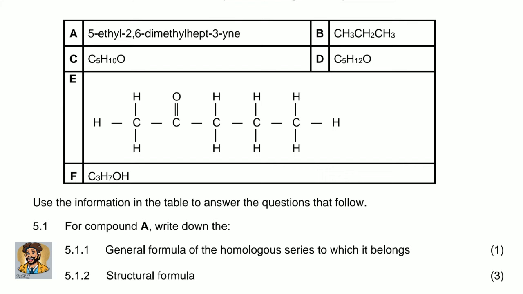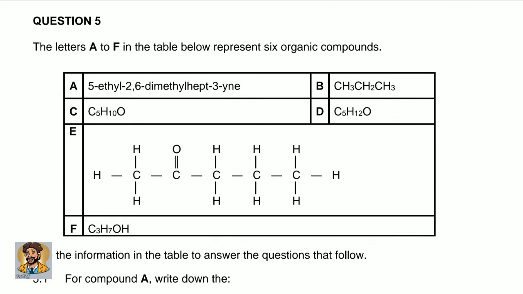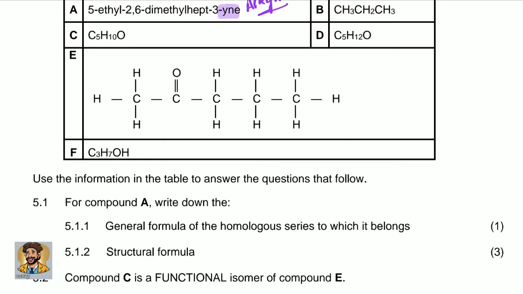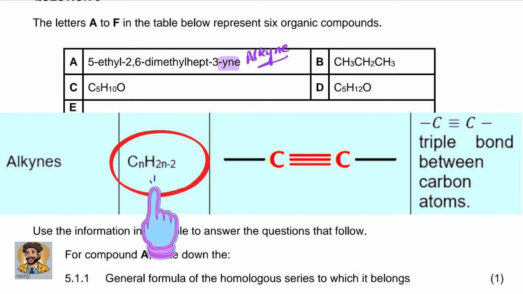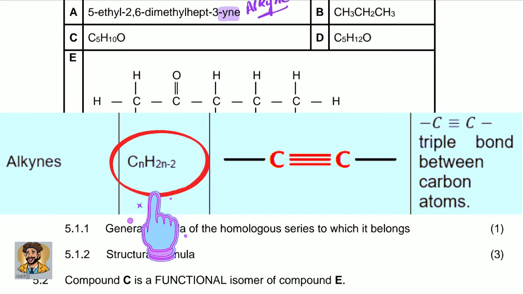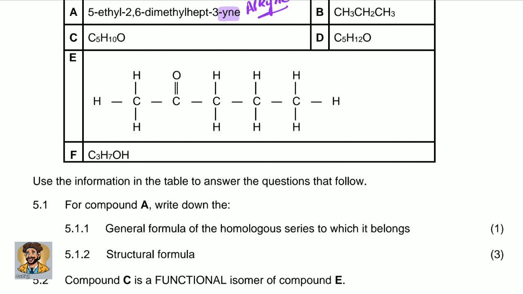For compound A, write down the, and then before we read, let's identify compound A. You can see that it ends in "-yne" and therefore is an alkyne. So they say general formula of the homologous series to which it belongs. Now guys, the general formulas are always going to be asked in the exam somehow, so you do have to memorize the general formula of the different organic compounds. In this case it's an alkyne, and then the general formula is CnH2n minus 2.